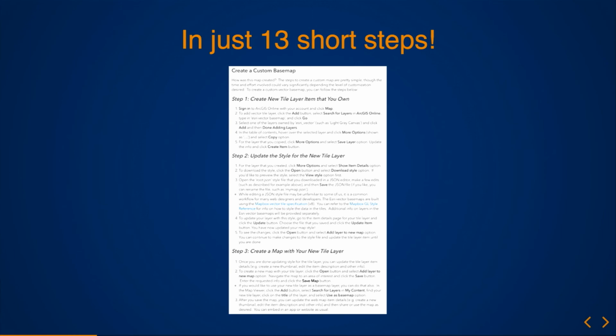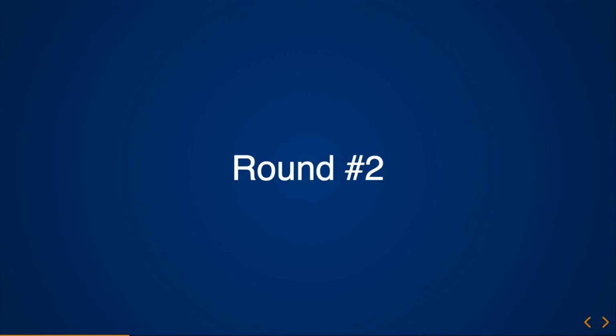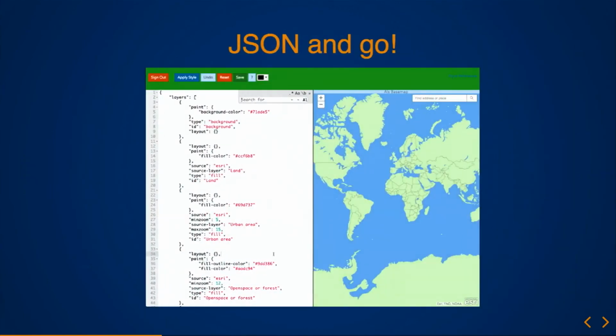There are 13 short steps you could go through. Load the vector tile base map into the map viewer, then copy and save it, then go to your content and download the JSON, then about 10,000 lines of JSON you could change and manipulate, re-upload to change the actual layer, and then go back to your map viewer, add the vector tile layer, because it's actually a layer, not a base map, and then promote it to a base map, and then finally you would be done. So I call it, in just 13 short steps, it was possible. So why change it? Was it even broken? That was the first iteration.